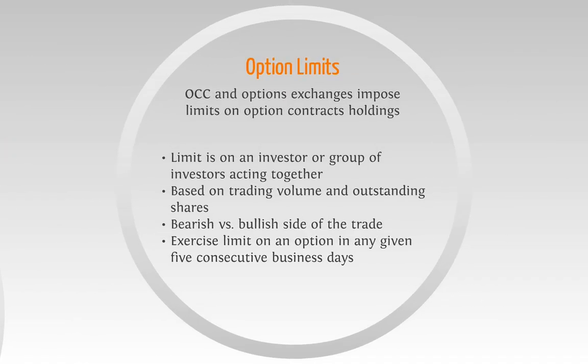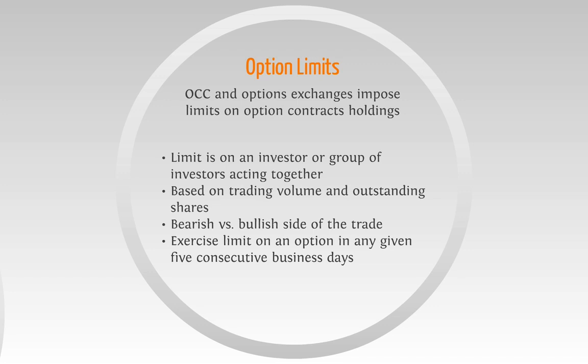There are certain limits that exchanges have on options trading, and these limits can be on investors or groups of investors coordinating together. They're based on trading volume and outstanding shares to make sure there's a free flowing market. They can be on the plus or minus side of the trades. And the exercise limits are on options for any given 5 consecutive business days. And again, these are options exchanges and the OCC, which want to prevent manipulation or other types of market behavior that's not desired.